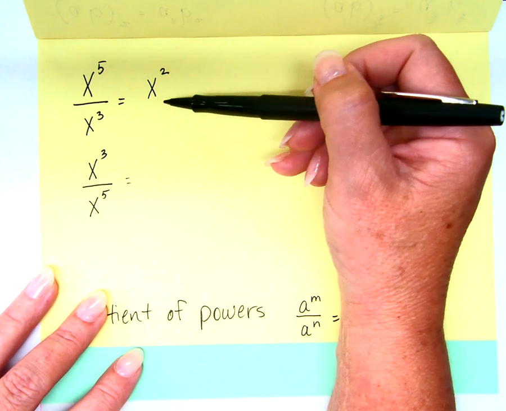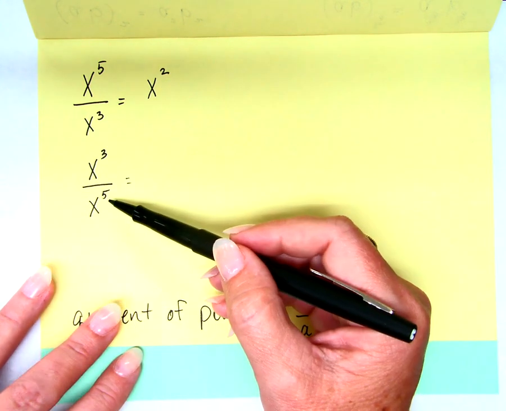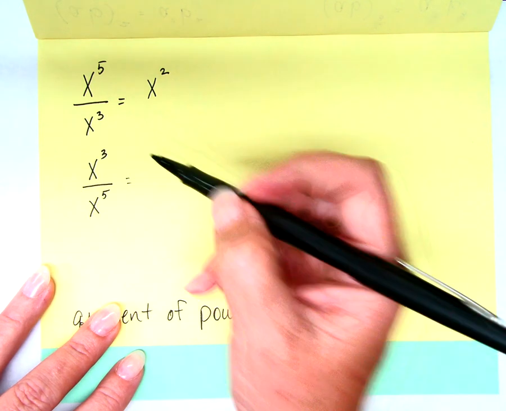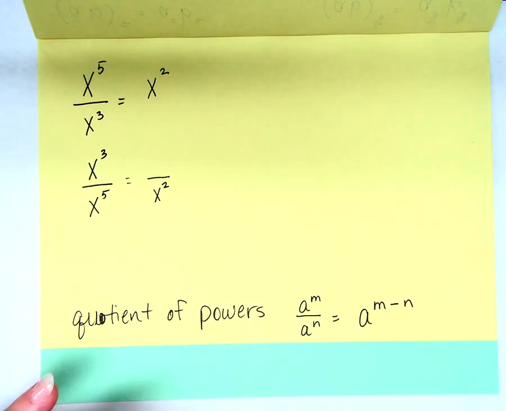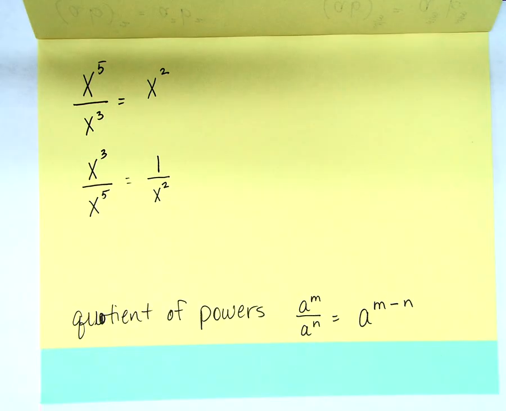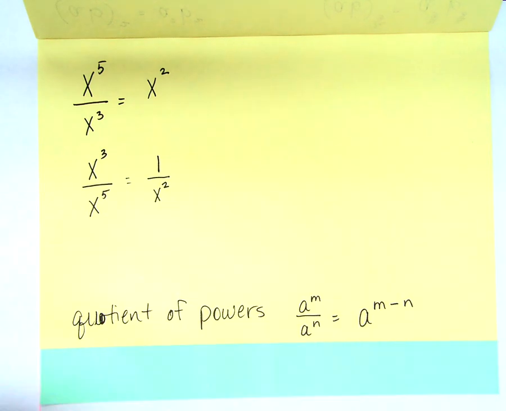Now, I have over 1, so it's in the numerator, right? So where's the bigger exponent this time? Denominator. What is 5 minus 3? 2. I want to leave that in the denominator. So what's left in the numerator? Nothing, right? A 1? Because I simplified everything out, didn't I? I can't just leave the bar over x squared. There has to be something in the numerator.